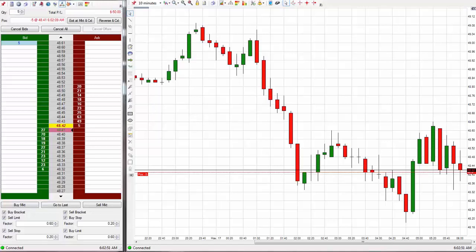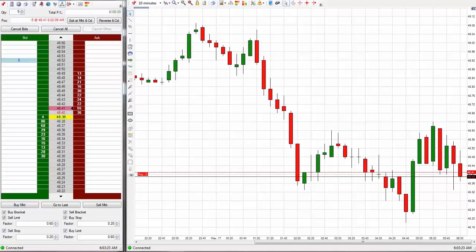Good morning, traders. I've just taken a short position. I'll be right back. I'm going to check the stop and the exit. Okay, I've got the stop set for 11 ticks at 52. Exit is set for 60 ticks.